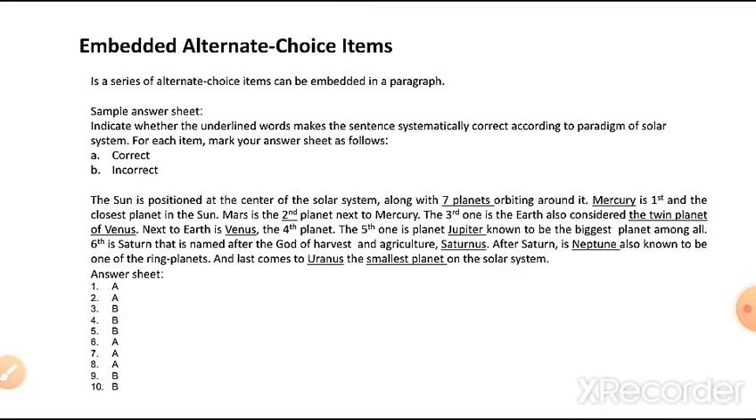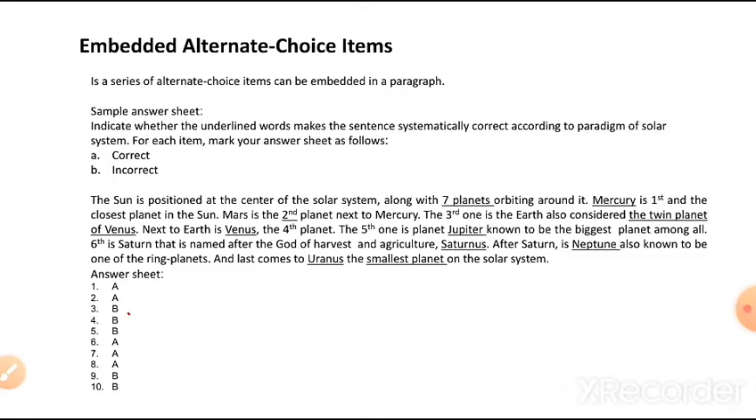So sentence number 3 says here that Mars is the second planet next to Mercury. So the underlined word is second. Do you think it is correct or incorrect? So absolutely it is incorrect, because Mars is the fourth planet next to our Earth. So we just go on for the remaining sentences.